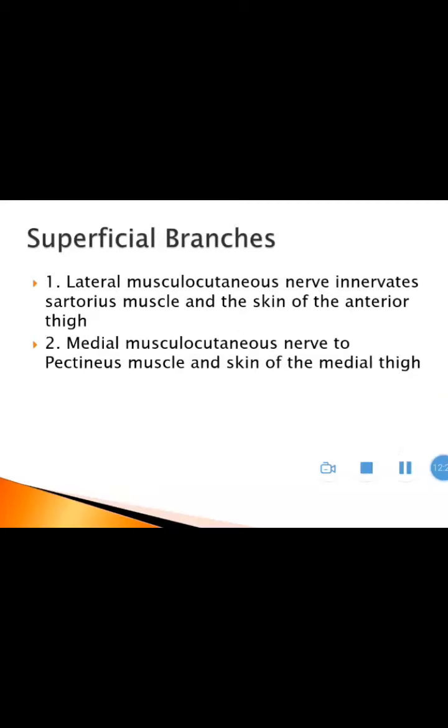Superficial branches of femoral nerve. One is lateral musculocutaneous nerve. This nerve innervates sartorius muscle and skin of anterior thigh. The second one is the medial musculocutaneous nerve. This nerve supplies pectineus muscle and skin of medial thigh.